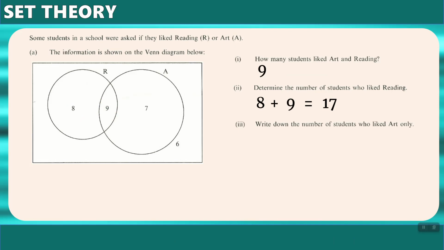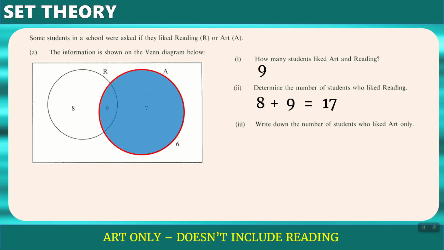Part 3. Write down the number of students who liked art only. And the key here is the word only. Art only does not include reading. And so here's the circle A, which represents art, but it also picks up a little bit of the R circle. We don't want that because we need the students who liked art only. And so we use this part of the circle, and we can see that the number inside of that section is 7. And so there are 7 students who liked art only.